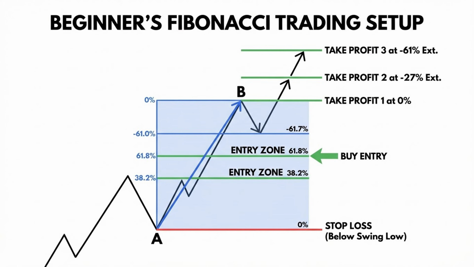Take profit 1 is at the 0% level, which is the previous high at point B. Take profit 2 is at the negative 27% extension, and take profit 3 is at the negative 61% extension. These extension levels help capture bigger moves after the price resumes the upward trend. This setup gives beginners a structured way to enter, protect, and exit trades using the natural patterns of Fibonacci retracement.